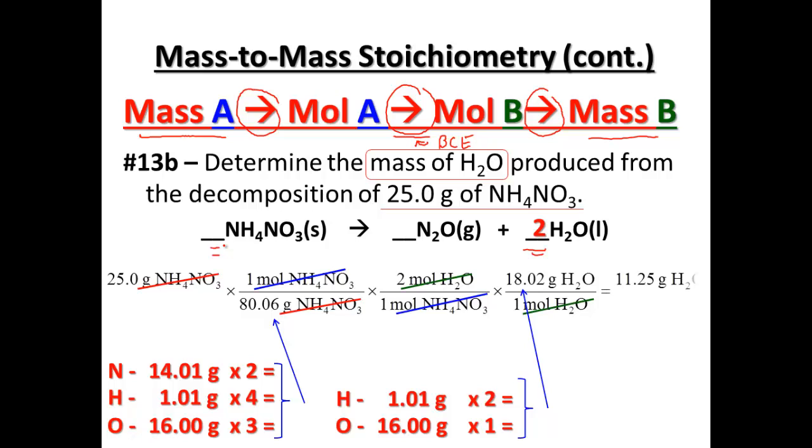Moles cancel moles, and we'd be left with about 11.25 grams of water. With our sig figs to begin with, 3 sig figs, 11.3 grams of water would be where we would round to. So as we're going, we used our stoichiometric calculations to go from mass to moles, moles to mole ratio, and then moles back to mass.